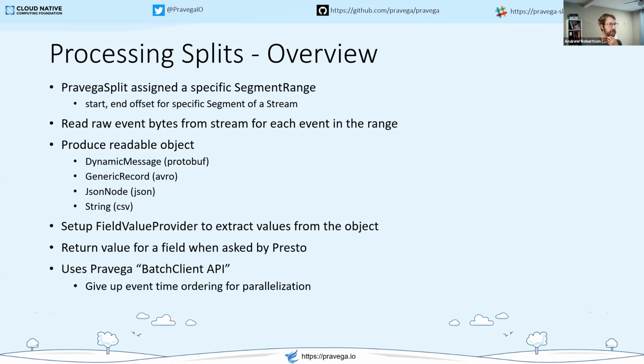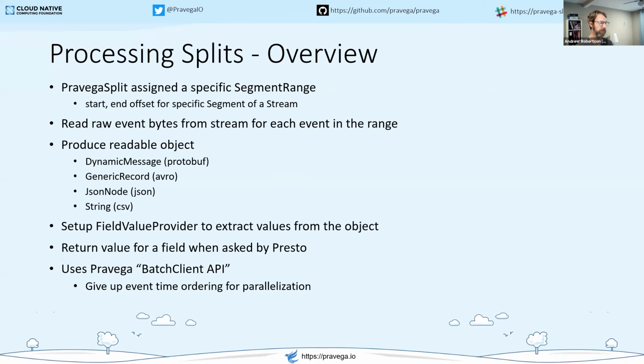So just briefly on processing splits. A split is going to end up with something called a segment range, which is basically just a start and end offset for a specific segment in a stream. So there are some number of events contained within this raw segment range. We're reading raw event bytes. As you see below, we use the batch client API.